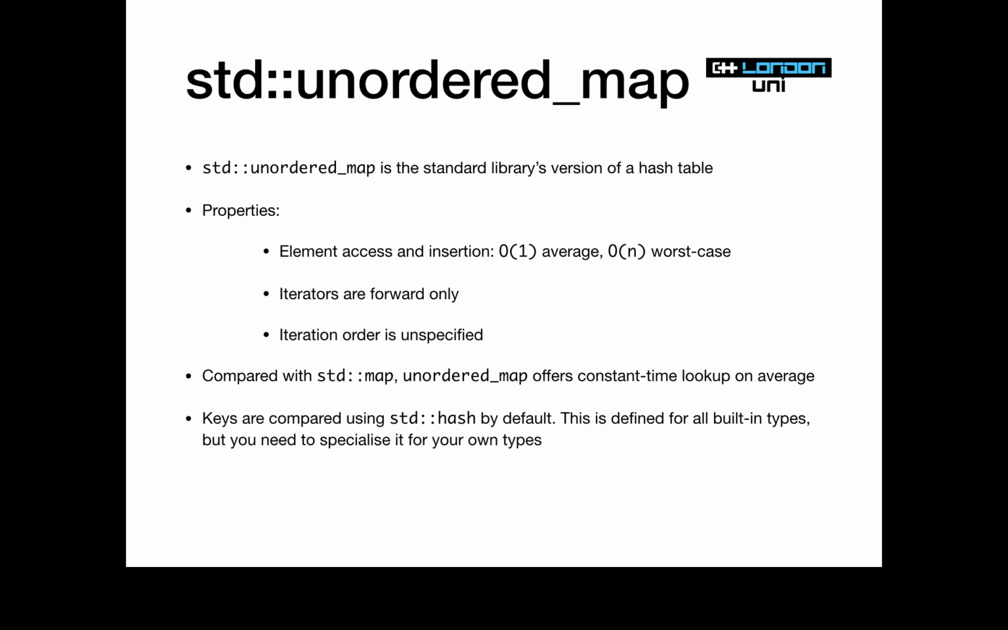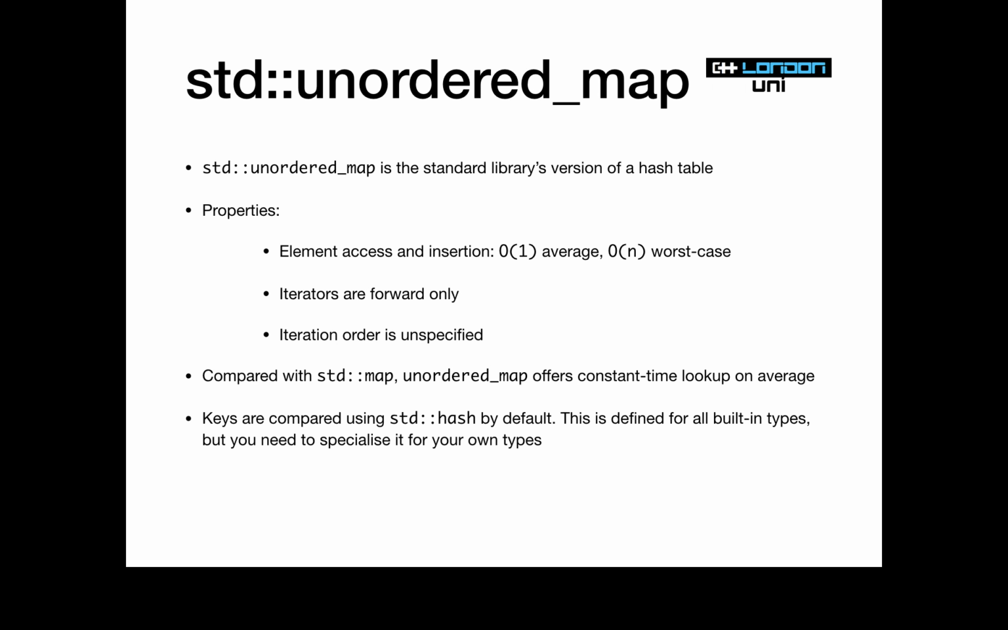So there is this function object called standard hash in the standard library, and that's what is used to compute these hash values. And standard hash is well defined for all the built-in types and for most of the standard library types. So if you've got an unordered map where the key is an int or a float or a string, any of those types, then that's going to be fine.